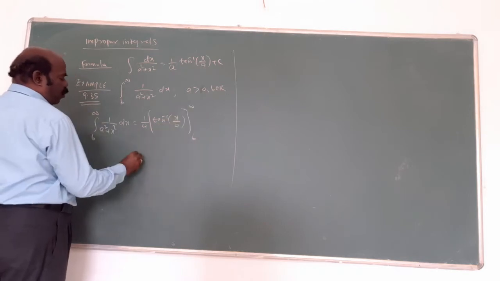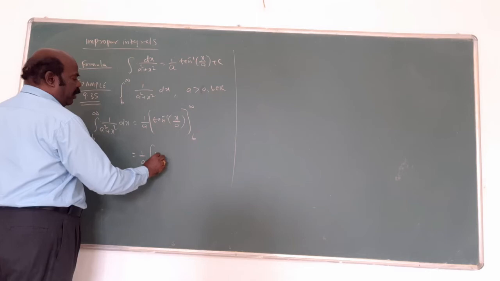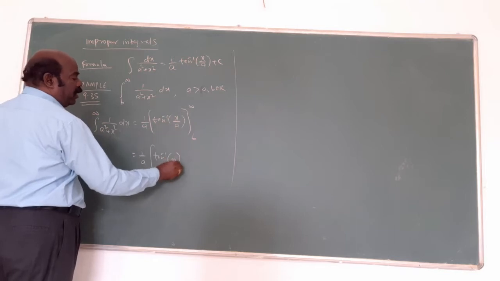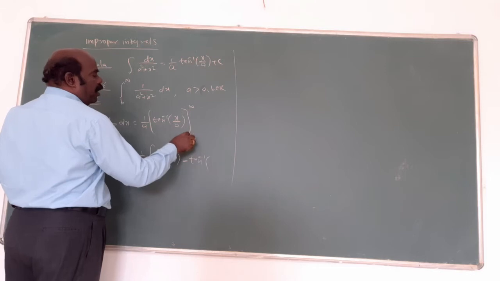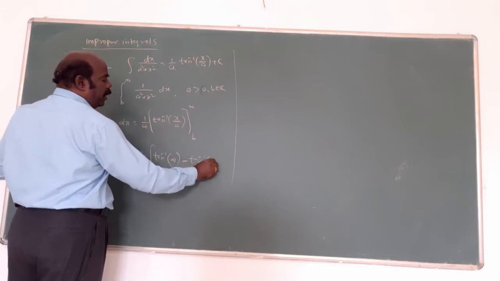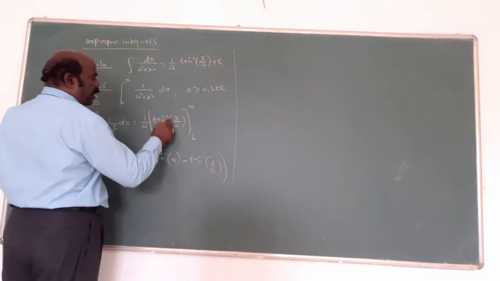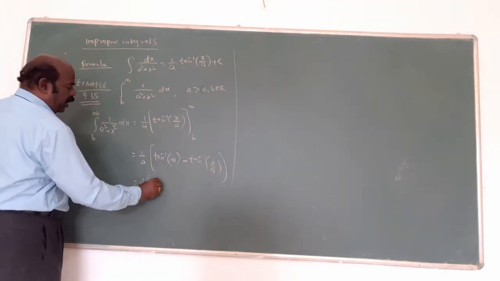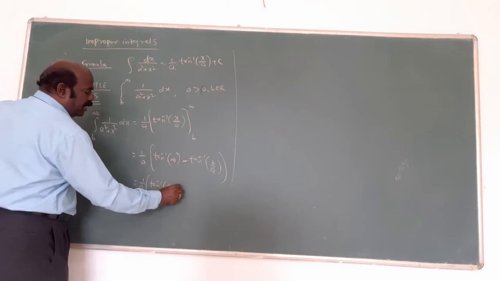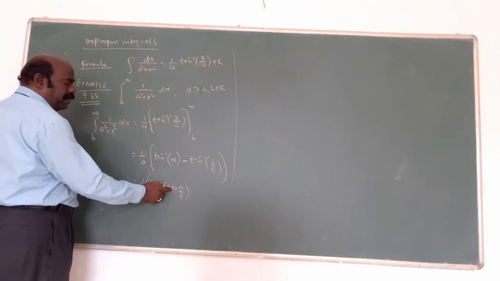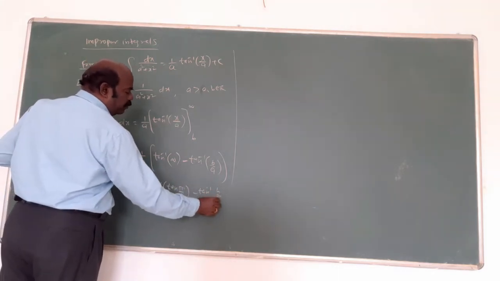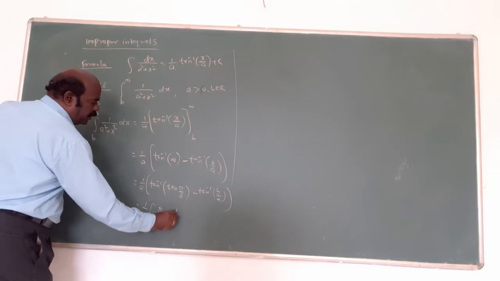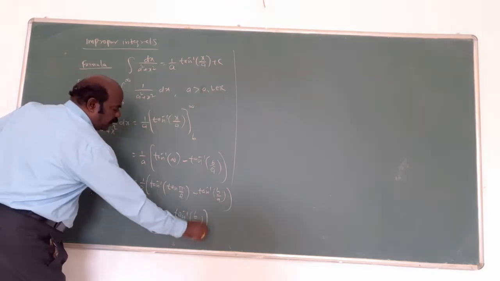From b to infinity, 1 by a is constant, tan inverse of x by a, replace x by the upper limit infinity, minus the lower limit b. So 1 by a tan inverse of infinity by a, minus tan inverse of b by a. Tan inverse of infinity can be written as tan inverse of tan 90, so they cancel, pi by 2. The answer is 1 by a, pi by 2 minus tan inverse of b by a. This is the answer.